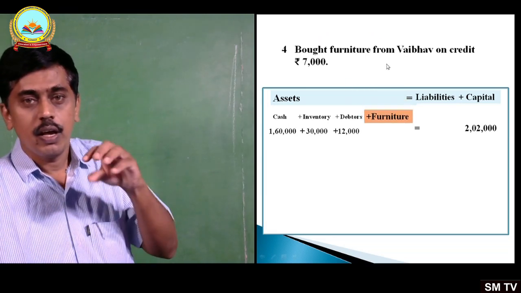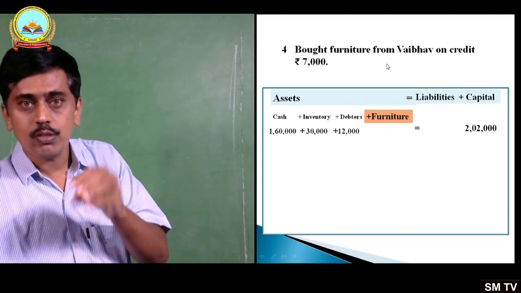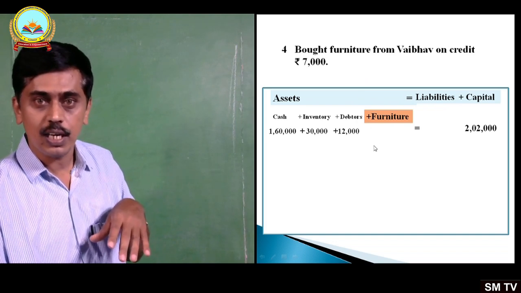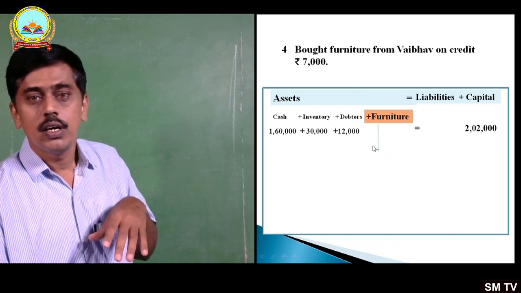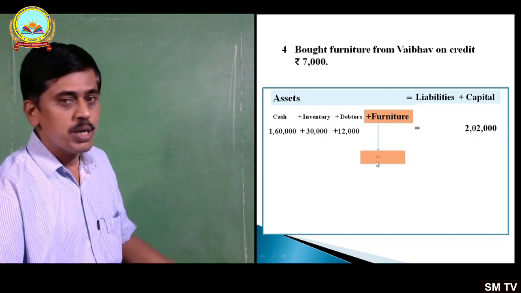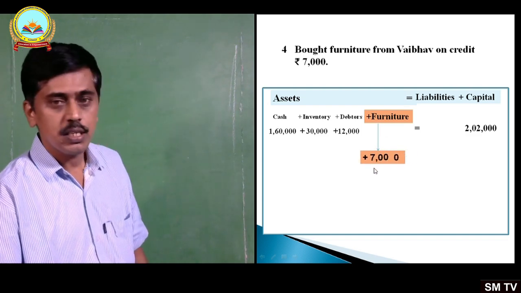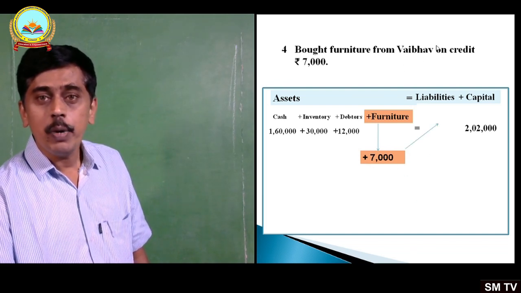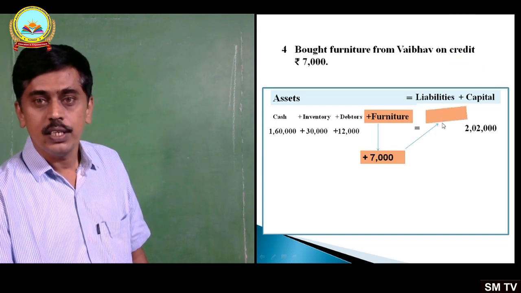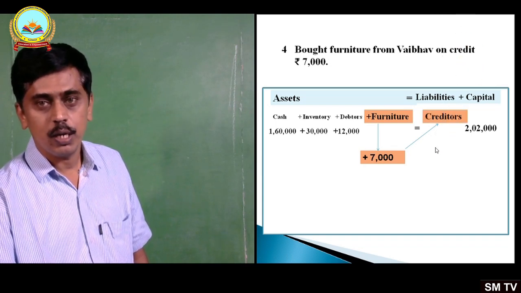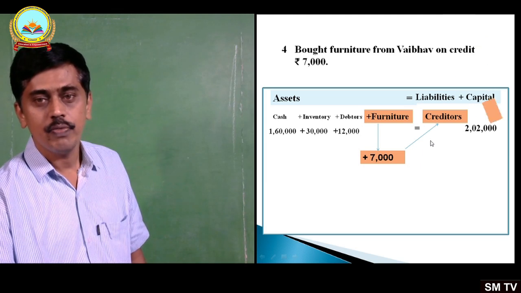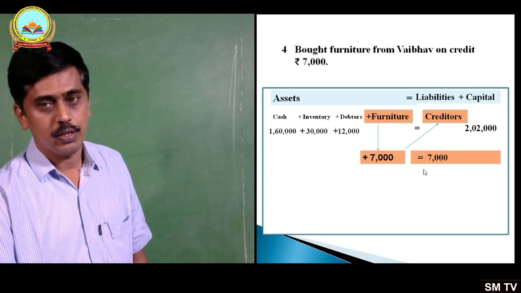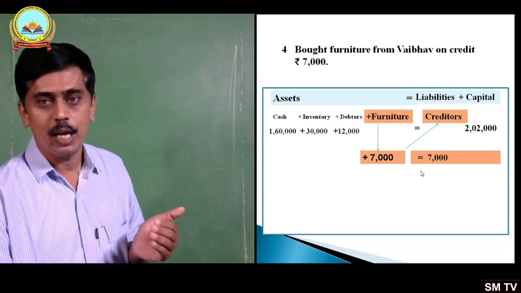So here, furniture purchase, every transaction involves two aspects. One is represented by assets. Here furniture purchased, it's an asset. So write furniture here. How much? 7,000. Furniture, new asset comes here, 7,000. And Vaibhav is our creditor. It affects the liabilities of the business. Vaibhav is our creditor, so write 7,000 on the liabilities side.